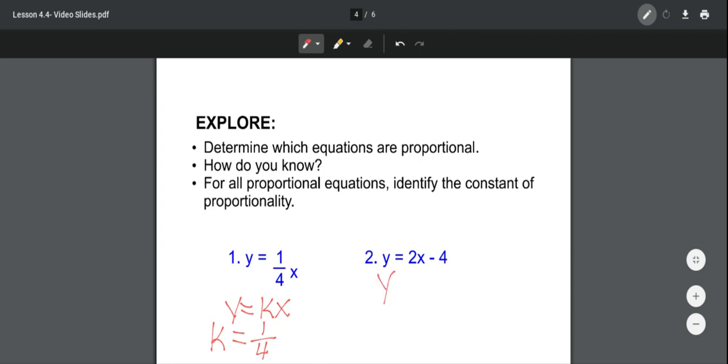Let's rewrite the basic equation again. Y is equal to kx. For number 2, this is not a proportional equation. The -4 does not make it a proportional equation. It is not written in the same format, y equals kx.